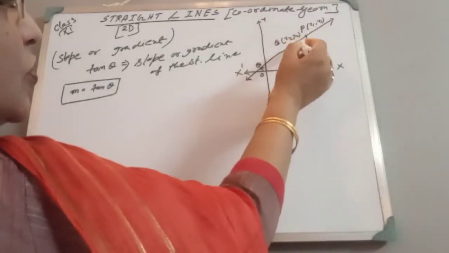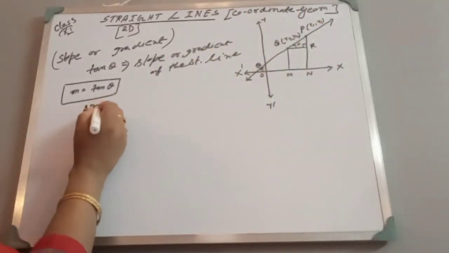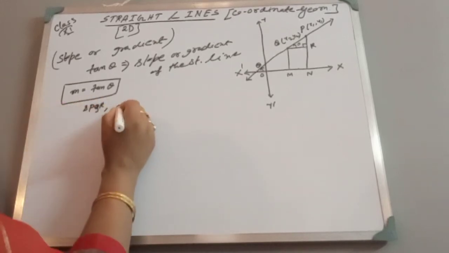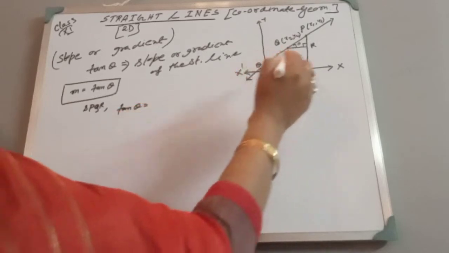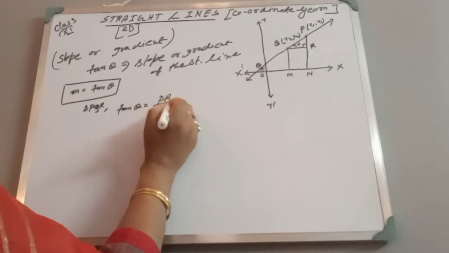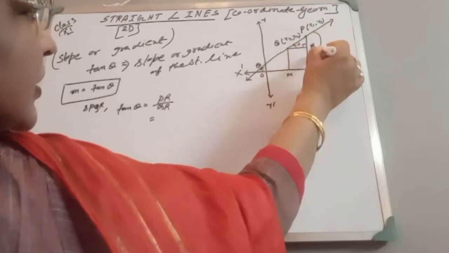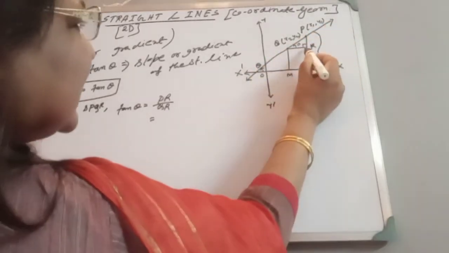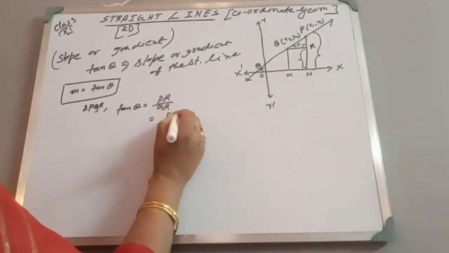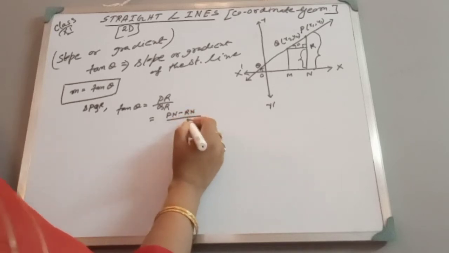We can say angle PQR is also theta. Now from the triangle PQR, what we can say? Tan theta. Tan theta will be what? Perpendicular by base. Perpendicular is PR and base is QR. So PR by QR. What is PR? PR means the whole PN minus RN. Okay. So what we will write? That is equals to PN minus RN divided by QR.